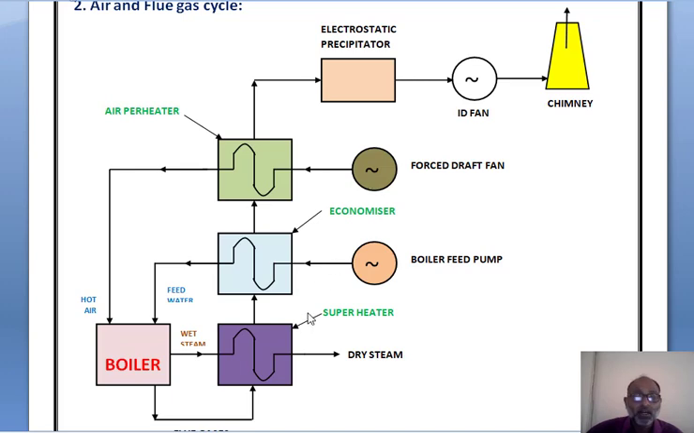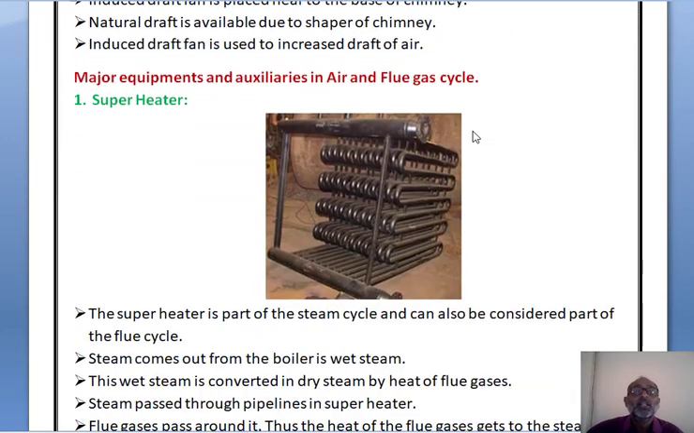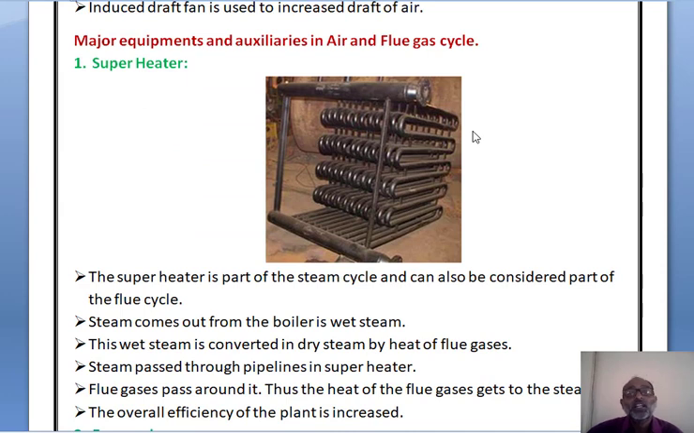Now this draft is exhausted by the ID fan, that means induced draft fan. The induced draft fan is placed near the base of the chimney. The natural draft is available. So here you can see the shape of the chimney. The natural draft is available due to the shape of the chimney. But the induced draft fan is used to increase the draft of the air. Now let me see the major equipment and auxiliaries used in the air and flue gas cycle.